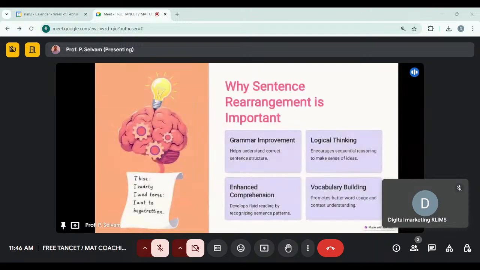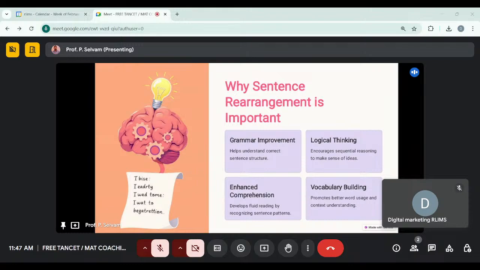This sentence rearrangement is important for different purposes. Number one, this will help you improve your grammatical knowledge. Let me be very clear and honest with all of you. Even in reading comprehension, even if you are not good at English grammar, using your common sense and intelligence, you can figure out the correct answer. But the same thing cannot happen with the sentence rearrangement part. You must be good at basic English grammar.